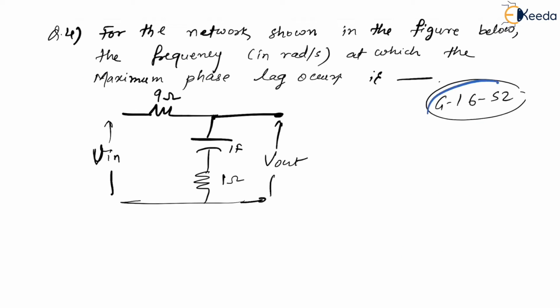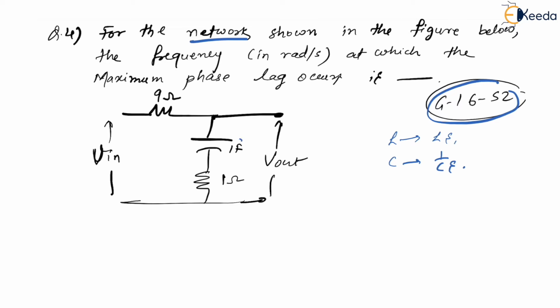It is a GATE 2016 set 2 question. For the network shown in the figure below, the frequency at which the maximum phase lag occurs is... First of all, let us try to find the transfer function. What will be the transfer function? In order to find the transfer function, we have to replace L by Ls and C by 1 by Cs, correct?